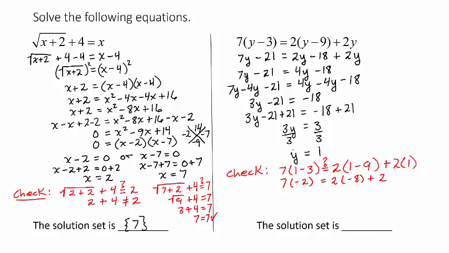Okay, so 7 times negative 2 is negative 14. 2 times negative 8 is negative 16. Plus 2 is negative 16 plus 2, negative 14. It is. So the solution set is 1. Okay, so this was a good review of how to solve a radical equation and also how to solve a linear equation, right?